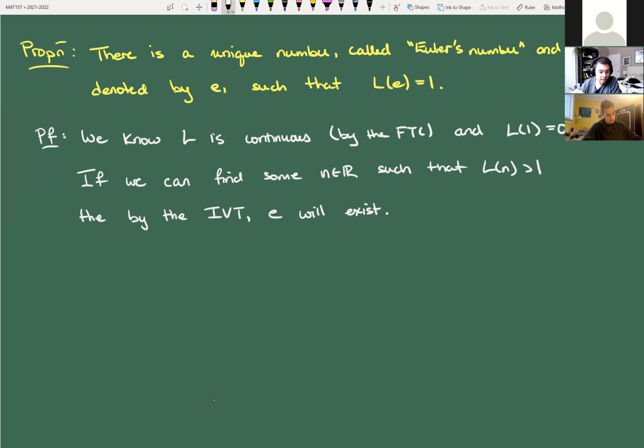Okay, and then as Adam was saying, we know that the function is strictly increasing, therefore it's injective, and therefore that can be the only value for which it's true. Moreover, L is strictly increasing, hence injective, giving uniqueness.